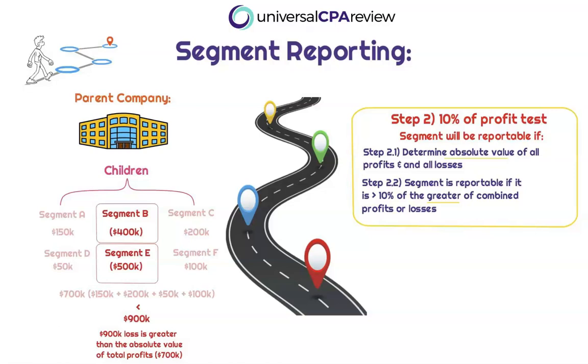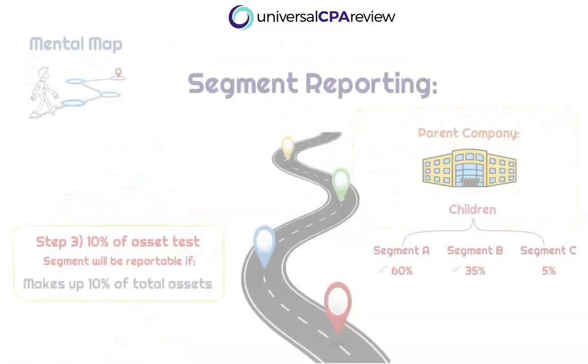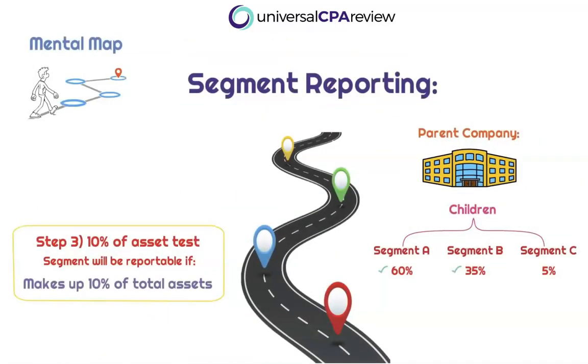Okay, and if that is still a little bit confusing, just hang tight because we're going to go through an example with some real numbers and it's going to make a lot more sense. Okay, so third and final 10% test is going to be the 10% of total assets test. So all we're saying here is that if the segment assets are greater than or equal to 10% of the total segment's assets, then this is going to be a reportable segment.